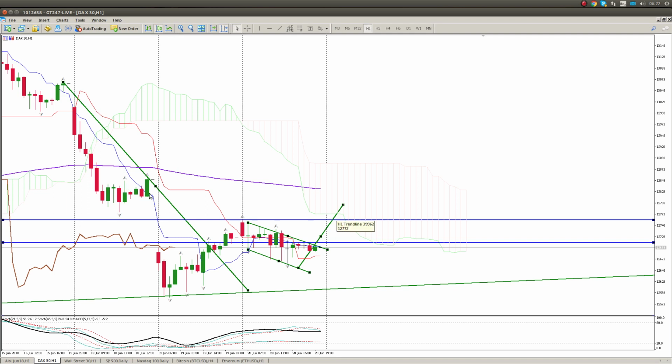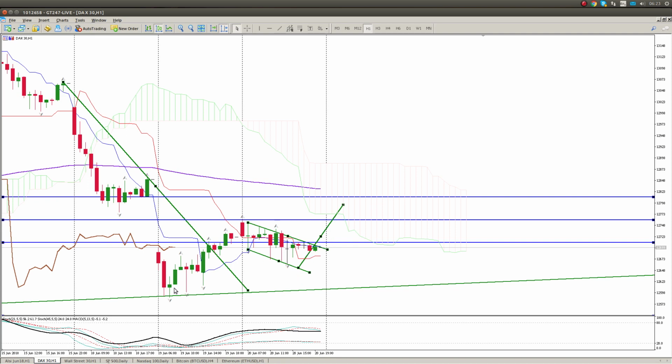But that would also target two levels. The first level would be the underside of this gap bar here, and then the second one would be the 200 EMA on the hour. So a break of this to the upside, preferably with a retest, I'll consider getting in long for this. Otherwise, I'm going to be sitting on my hands and waiting.